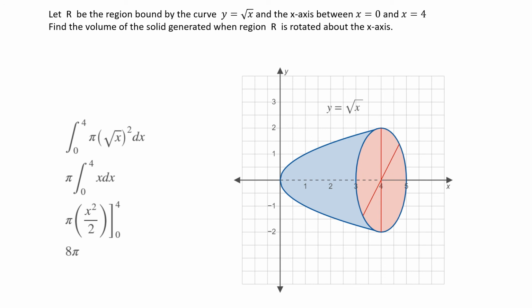In general, when we have other functions, we can say that the volume formula would always be the integral of pi times that function squared, and that will give you the volume of any kind of three-dimensional solid revolved around the x-axis that you're trying to find.